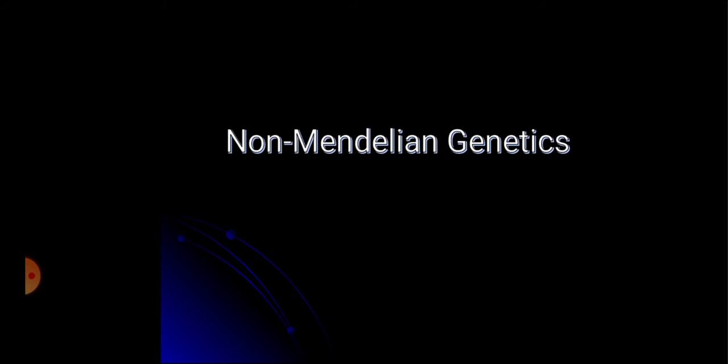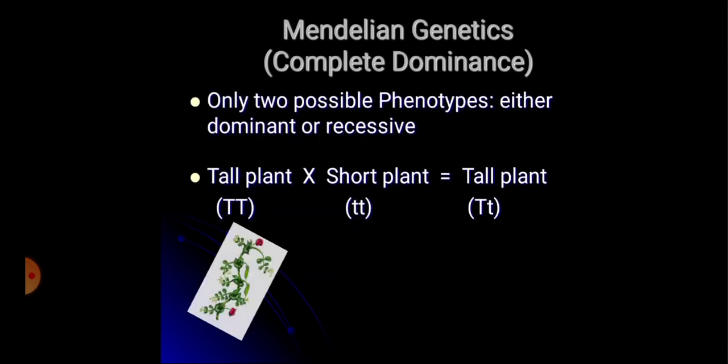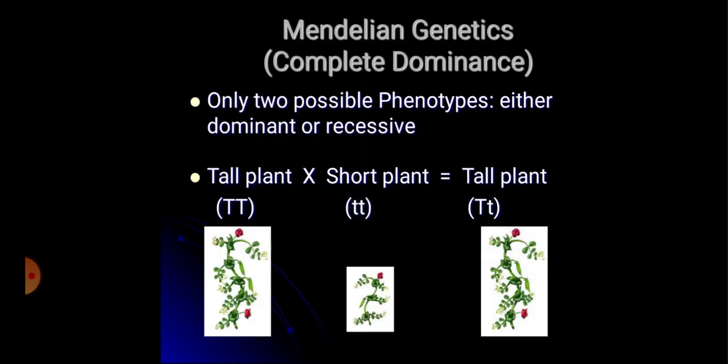Okay po. Let's go to non-Mendelian genetics. First na tinapik po natin is all about the Mendelian genetics, his experiments, his observation about the pea plant, and other about genetics. Furthermore, Mendelian genetics is complete dominance po. Only two possible phenotypes, either dominant or recessive, or tall plant and short plant equals tall plant. That is the Mendelian genetics or complete dominance. Okay po. Yan lang po ay summary ng ating Mendelian genetics or inheritance.